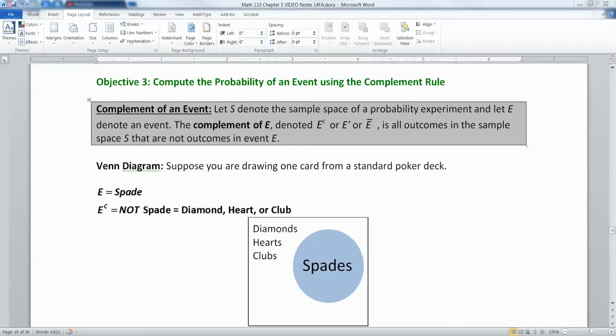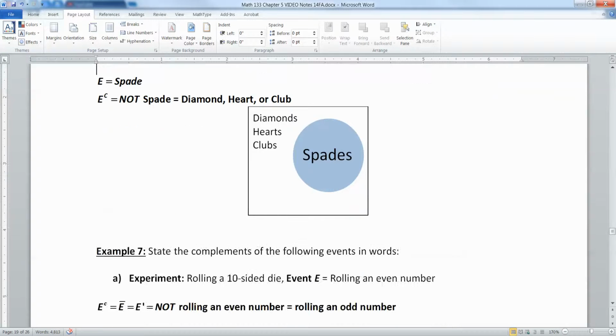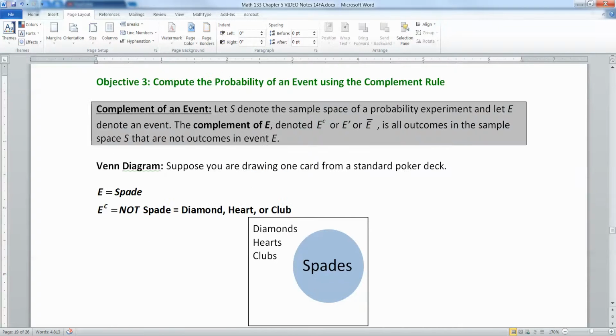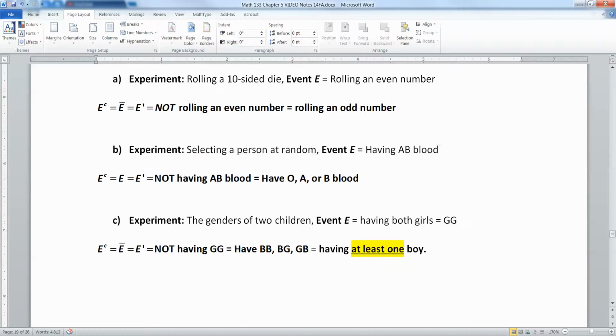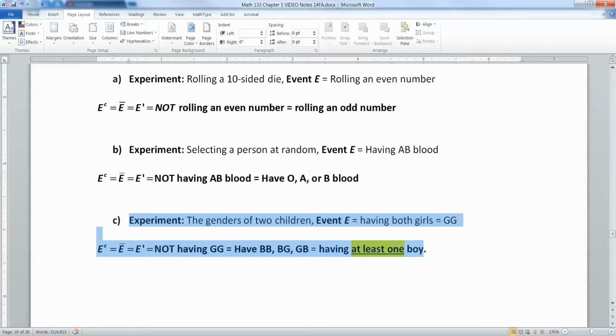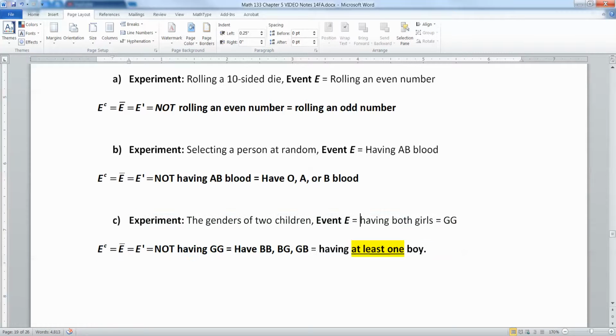Before we talk about our last topic in Chapter 5, I want to remind you of something we learned earlier in Section 5.2 when we discussed the complement of an event. The complement of an event is all the outcomes that are not in that sample space. If you recall, down here at the bottom we had this example where the event E was having both girls, i.e. GG. Then the complement means you're not having both girls, and that means you have to have at least one boy.